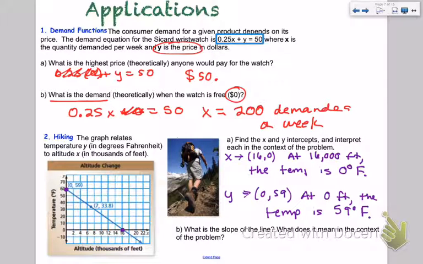What is the slope of the line? What does it mean in the context of this problem? Well, we can use the 2 points that they give us, and then use y2 minus y1 over x2 minus x1. So 33.8 minus 59 over 7 minus 0 is going to give us negative 3.6. So what does that mean? That means the temp drops 3.6 degrees Fahrenheit every 1,000 feet.